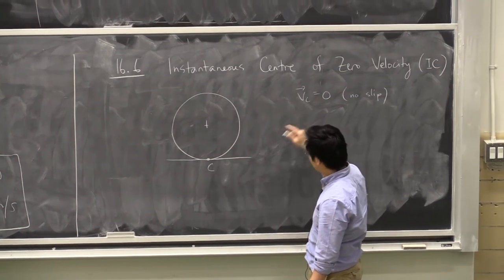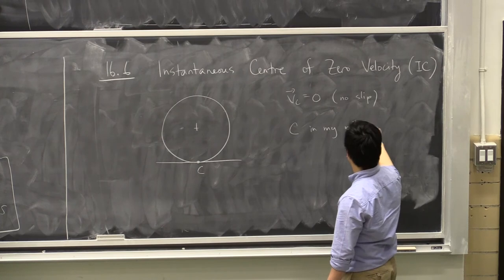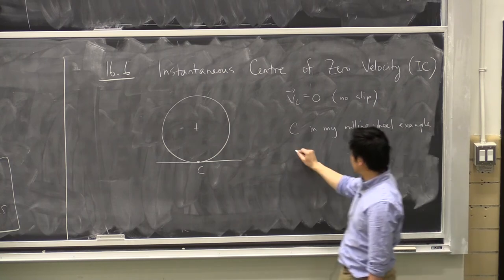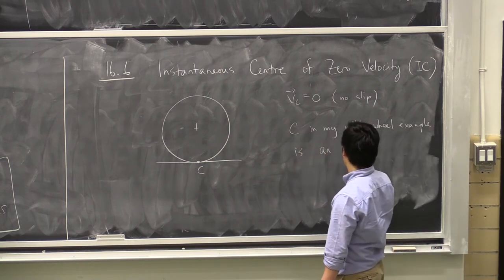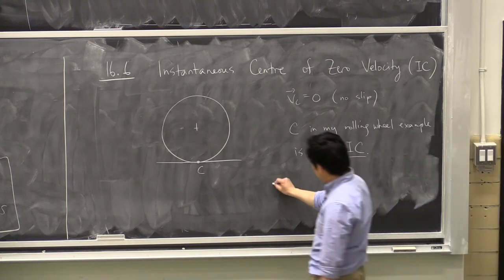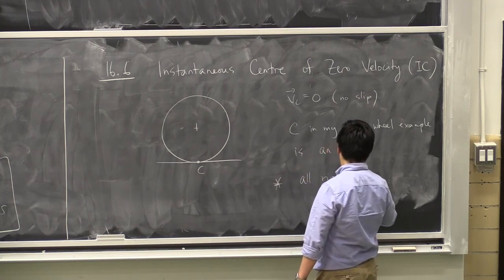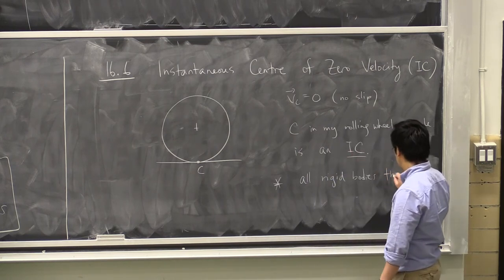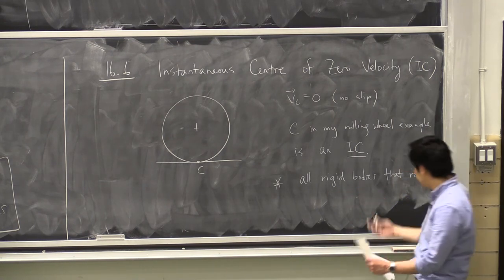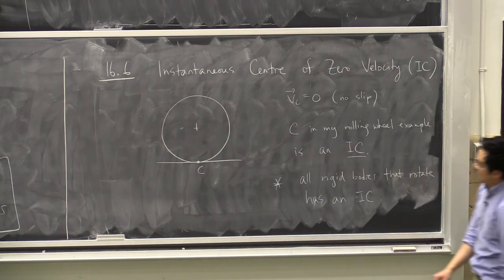Okay? So I'm going to first make a note here. C in my rolling wheel example is what I call an IC, instantaneous center of zero velocity. And the key thing to note here is that all rigid bodies that rotate or have a general motion with a part of it that rotates has an IC. Okay?